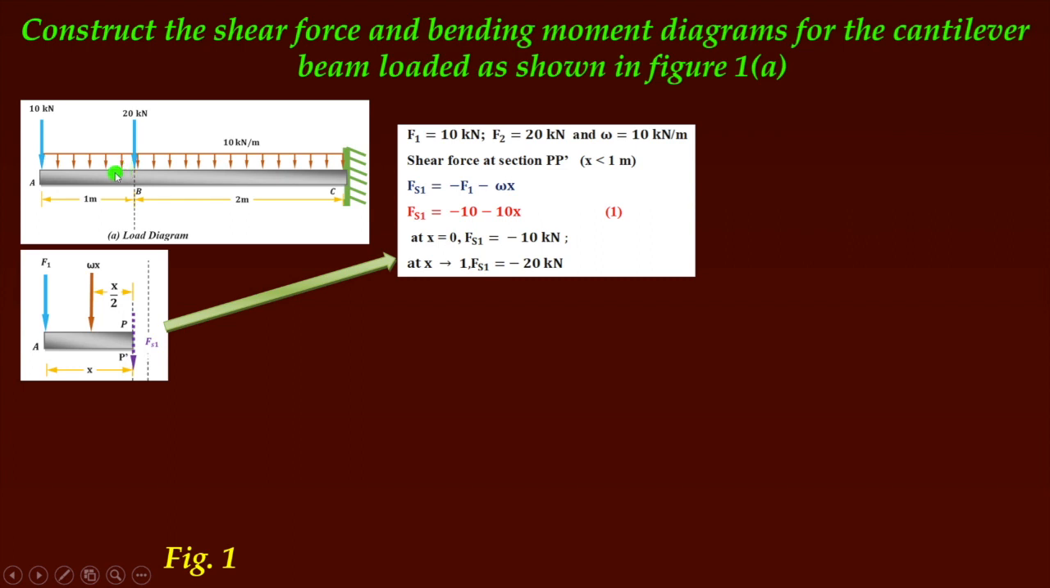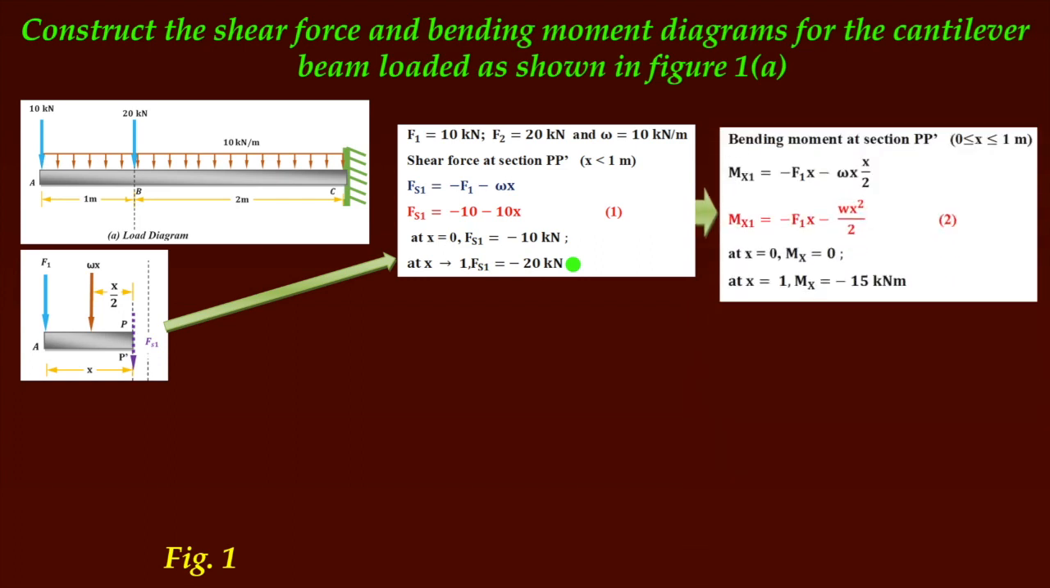Now, at x equals to 0, substitute the value of x equals to 0, and then you are getting the value of Fs1 equals to minus 10 kilonewton. Notice that at x equals to 1, other point load is working. So this equation does not hold good for x equals to 1. But when x tends to 1, means it is very adjacent to point B, near to B, then this equation holds good. And we can substitute the value x equals to 1, and we are getting Fs1 equals to minus 20 kilonewton.